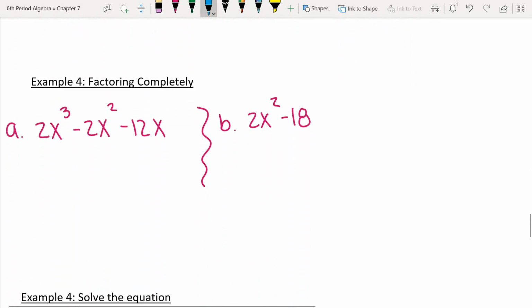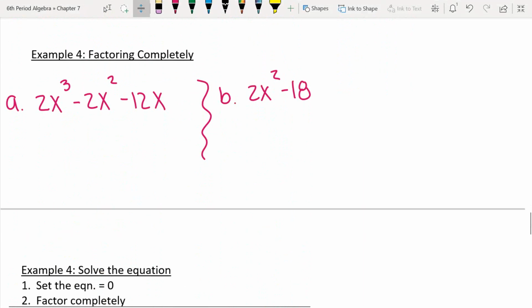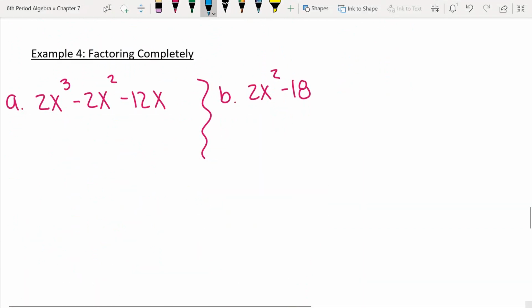All right, I want you to try your own. Then I promise we only have one little set of problems left, and then we'll be done. So try this all on your own. Factor it completely. Pause it when you're ready. Unpause to check your answers.